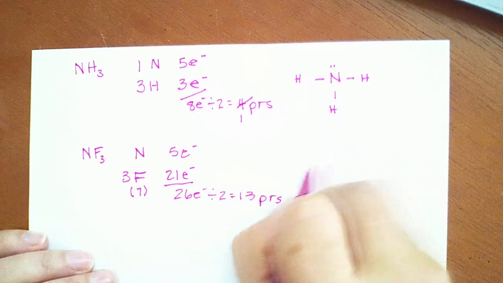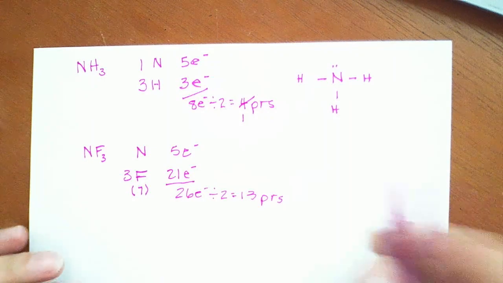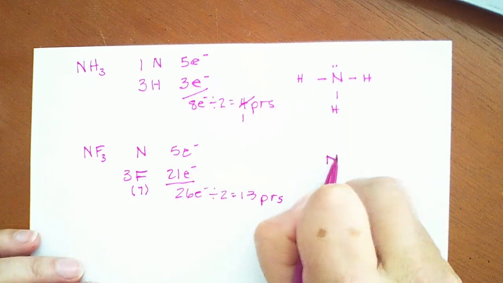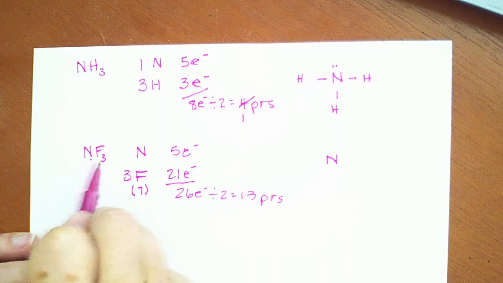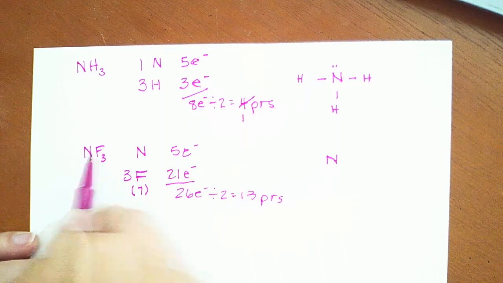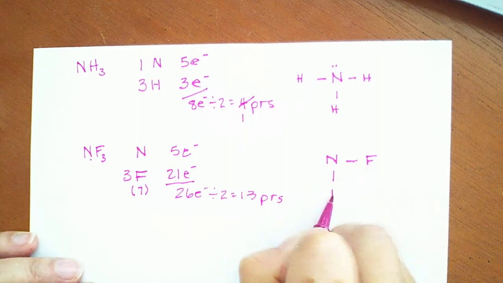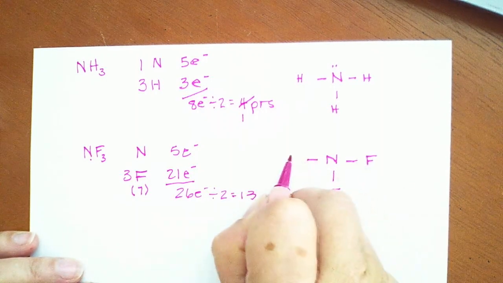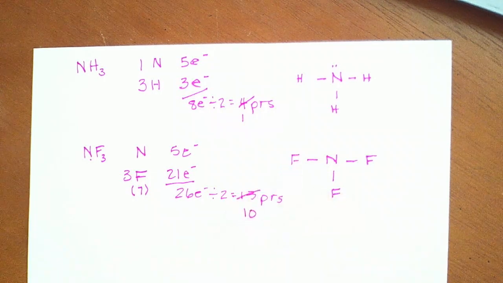All right, so I look, and nitrogen is farthest to the left, so it's going to be in the center. Again, you can kind of figure this out because remember what I said about the wheel? The center of the wheel and then the spokes of the wheel, right? So here's my nitrogen and 3 fluorines. I subtract 3, and that leaves me with 10.